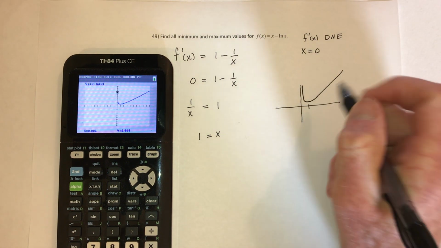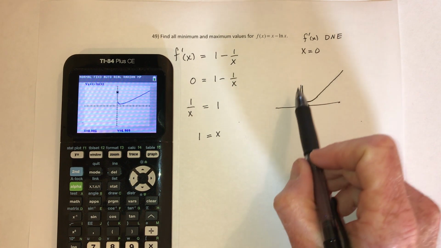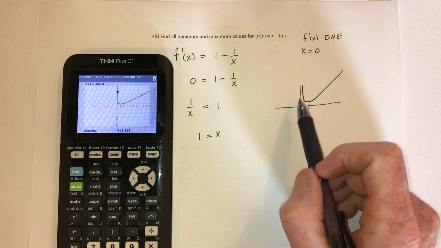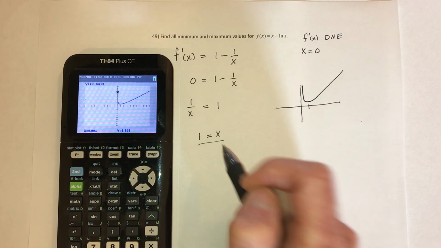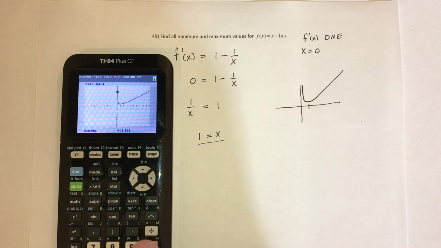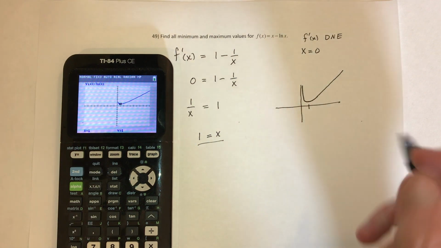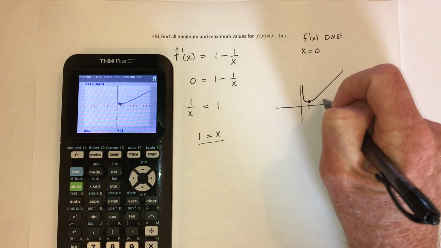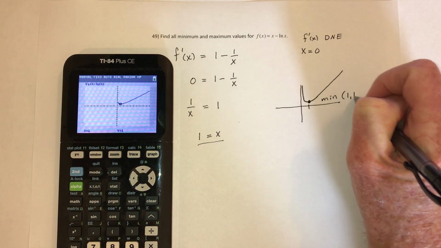So it turns out that we're not even going to use this, because the function is undefined there. It's going up here to positive infinity, so that's not an actual number, that's just an idea. But we still have x equals 1. So trace and put in x equals 1, and that should be that minimum point right there. So then the minimum happens to be at (1, 1).